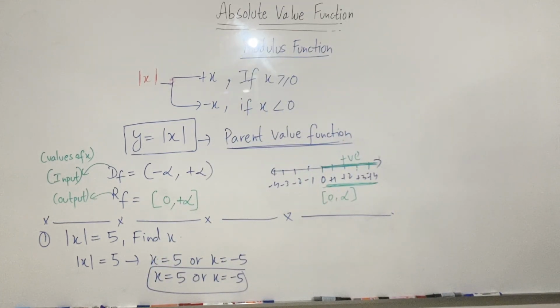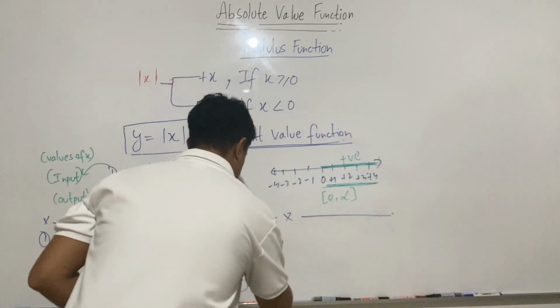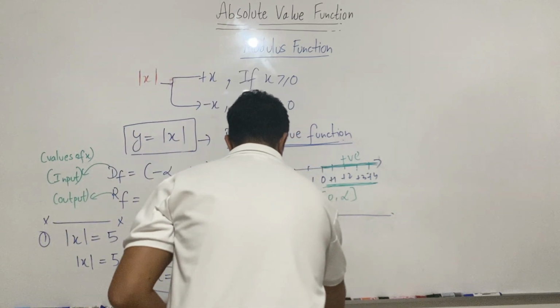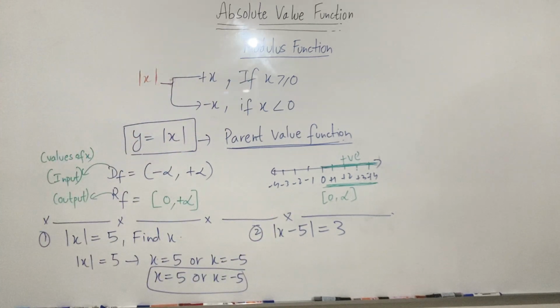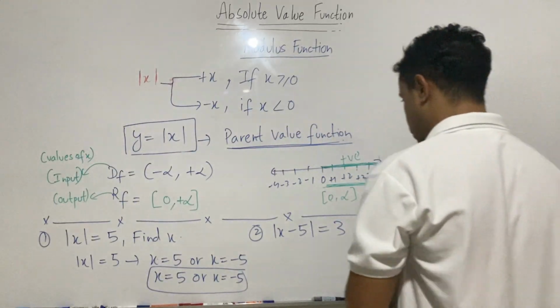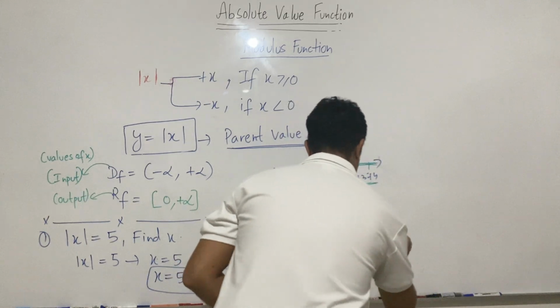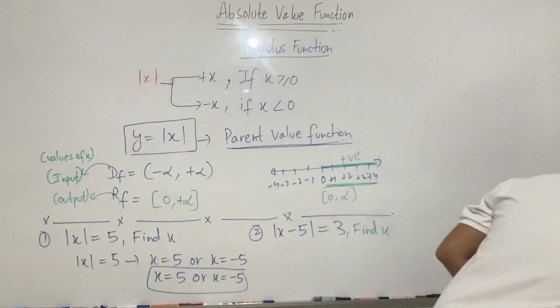Then there is one more question. The absolute function of x minus 5 is 3, and you have to find x. Now see here, this is a good question to practice.